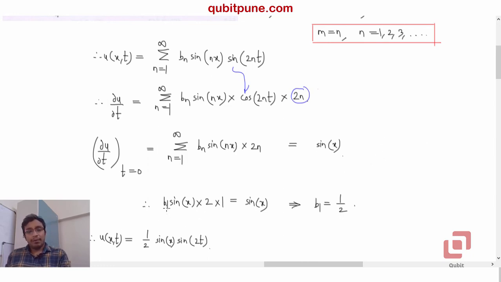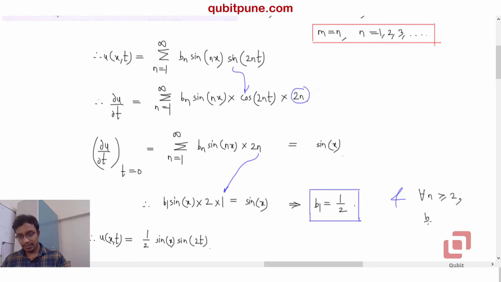Okay, and therefore we'll get b1 sin x into 2 into this 1 equal to sin x, which implies that b1 must be equal to 1 upon 2. So b1 is 1 upon 2 now, and for all other values of n, for n greater than or equal to 2, bn is equal to 0, because there are no other terms here accompanying sin x. Alright, so we have obtained b1, and technically we have also obtained u, which is equal to 1 upon 2, that is b1, sin x, sin nx, and sin 2t, because c is equal to 2.